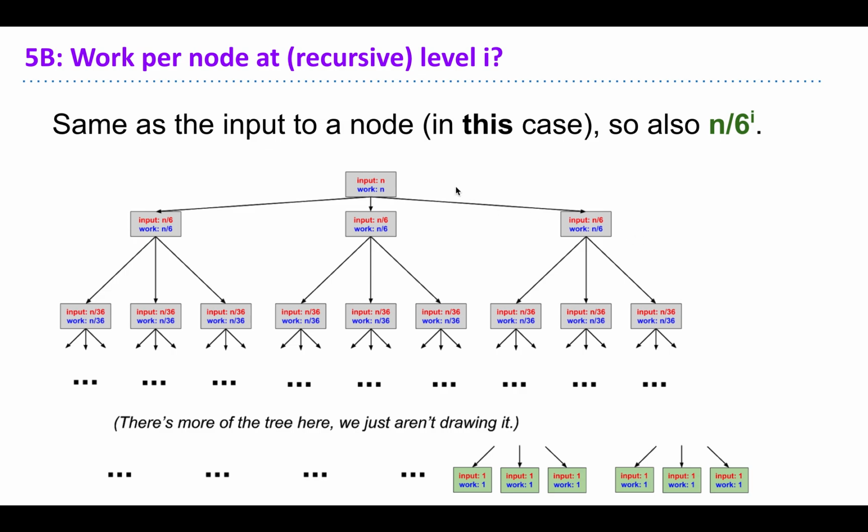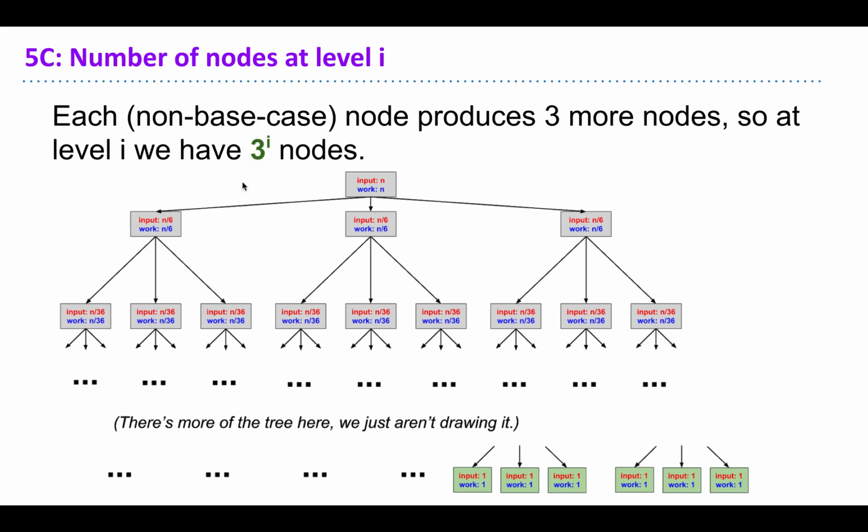So what is the expression for the number of nodes on a level given I? The answer would be 3 to the I, right? The other way to think about this is that each non-base case node is producing 3 more nodes. So we're multiplying by 3 each time we go down these levels. But again, we can just do this by counting and saying, what's the pattern? We go 1, 3, 9. It looks like those are powers of 3, basically.